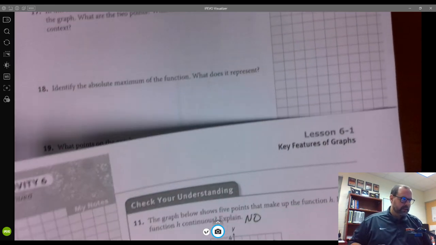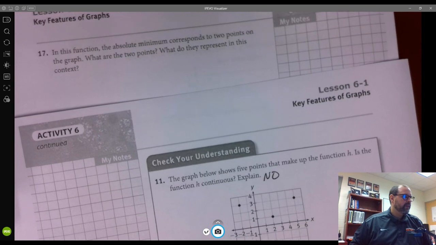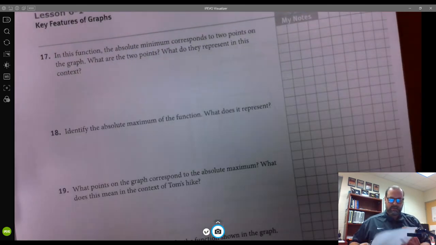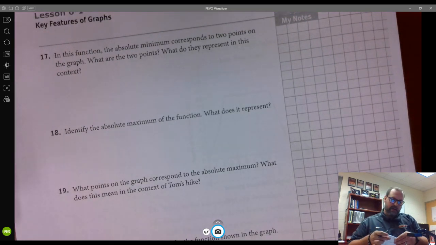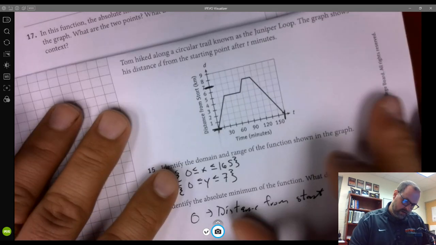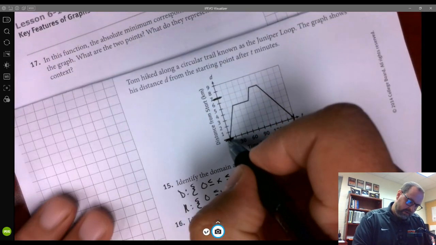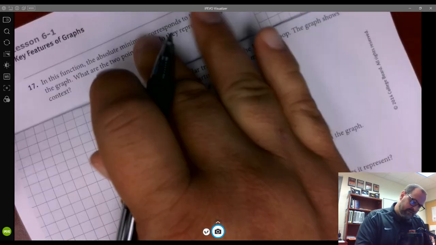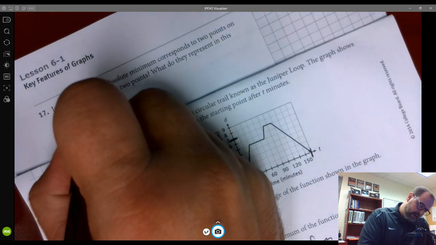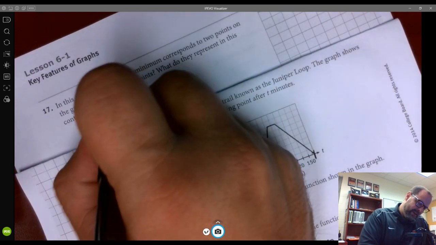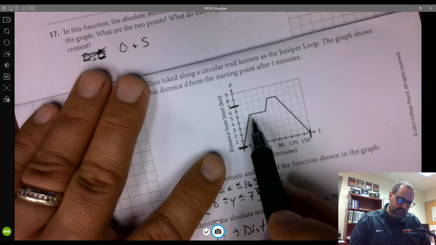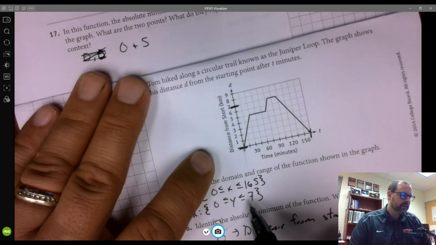In the function, I'm going to slide this in here too. The absolute minimum corresponds to 2 points. Fold this over on the graph. What are they? Well, I have a minimum point of 0 and a minimum point here of 5. So I have 0 and, whoops, I'm writing 5. I'm going to rewrite that. 0 and 5. Well, what does it mean if he doesn't get any farther at this point?